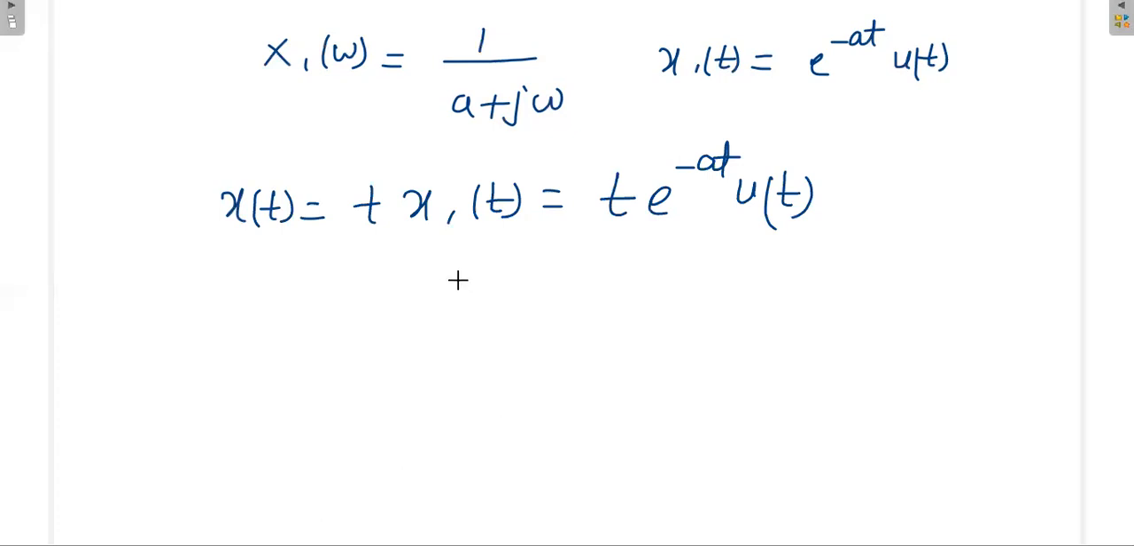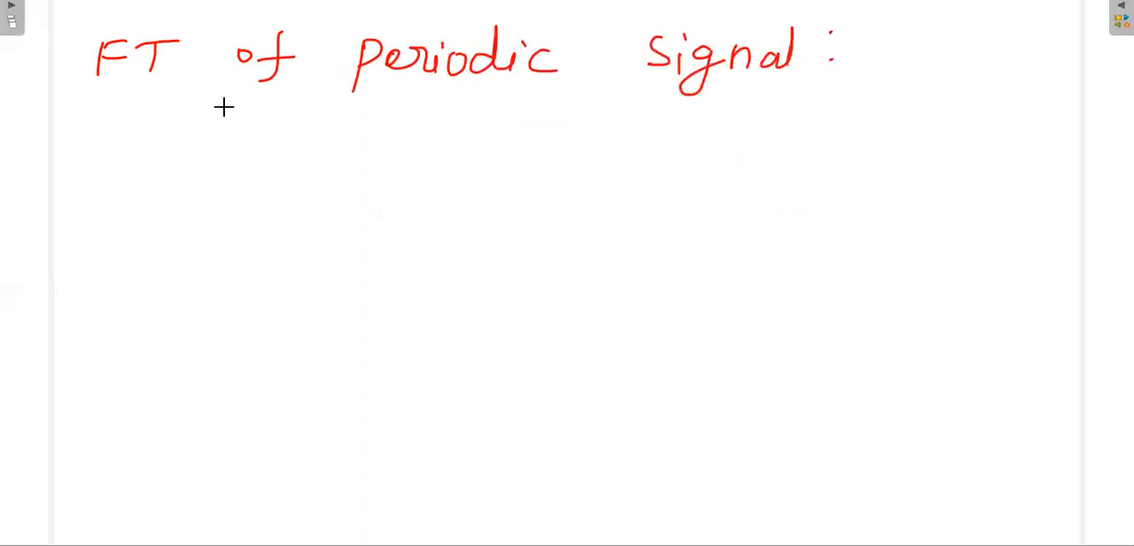Next, the Fourier transform of a periodic signal. Again, we know that whenever the signal is periodic, we can represent that signal in terms of the Fourier series. So even in the Fourier transform, we'll be using the Fourier series. The Fourier transform of a periodic signal is given like this.